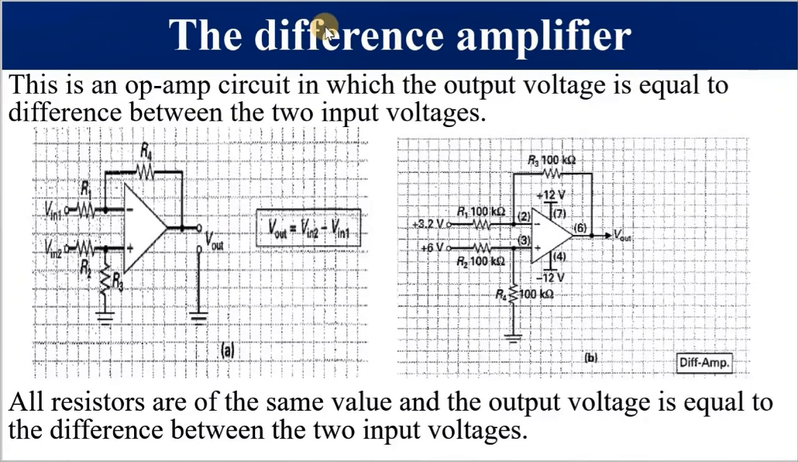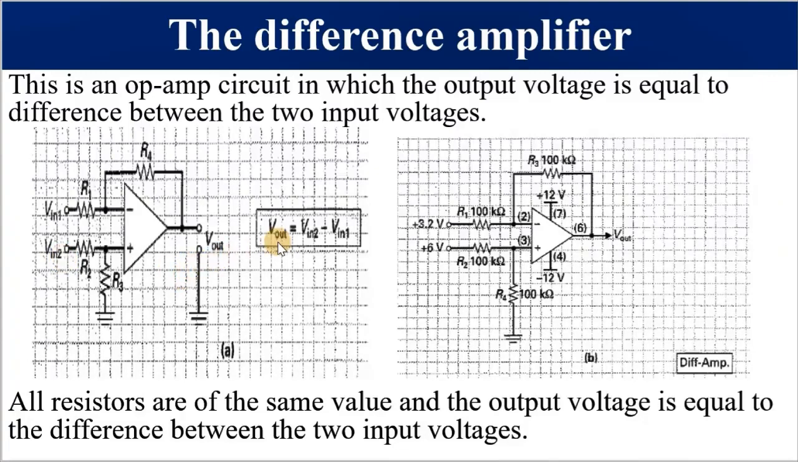The other operational amplifier circuit that we are going to look at is called the difference amplifier. When an operational amplifier is connected in this way, it is called a difference amplifier. And how do we define it? This is an op-amp circuit in which the output voltage is equal to the difference between the two input voltages. V in 1 and V in 2 are the two input voltages.